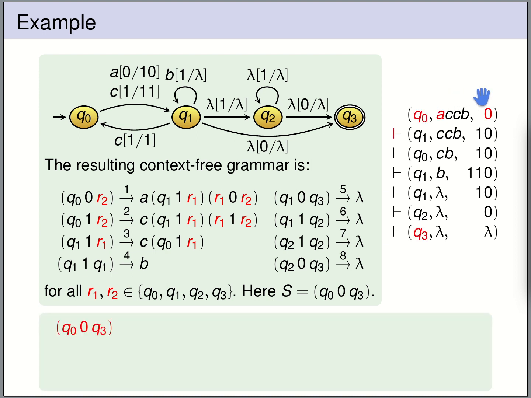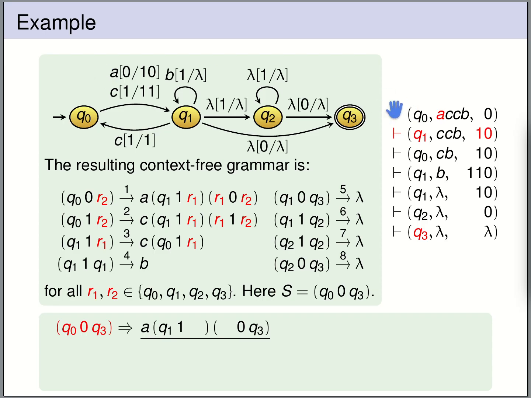Now we want to use our grammar in order to generate the word ACCB. We start with our starting variable, Q0, 0, Q3. So we want to go from Q0 with stack content 0 to Q3 while producing the word ACCB. We go from Q0 with stack content 0 to Q3 and we read an input letter A. Now, what transition of our automaton do we take? We take this transition. And what grammar rule does this correspond to?